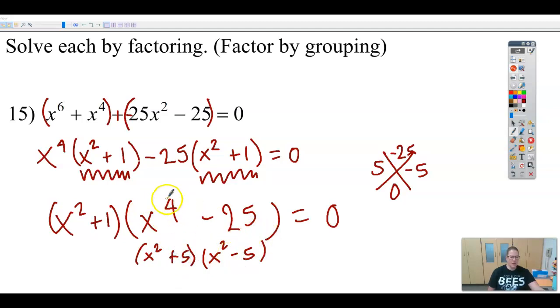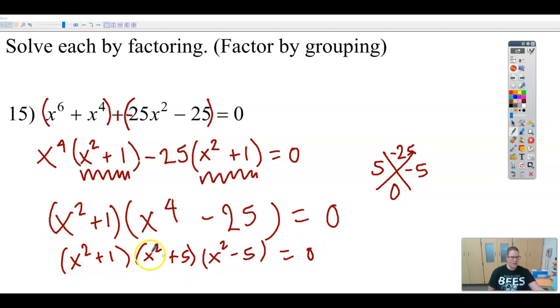Alternatively, I could have noticed that x to the 4th is a perfect square. It's x squared squared. And I could have noticed that 25 is 5 squared, and then I could just write down x squared plus 5, x squared minus 5, because it's a difference of squares. x squared plus 1 is still here, multiplied in front.